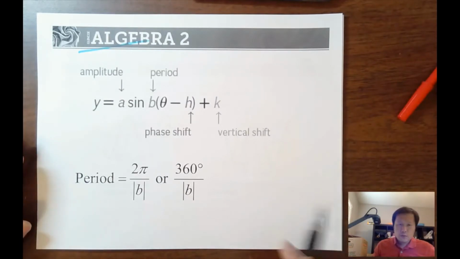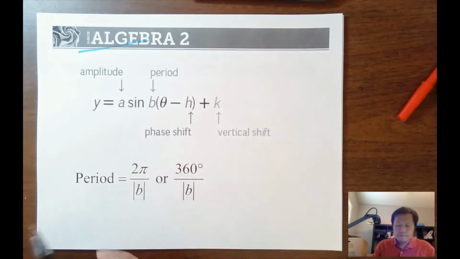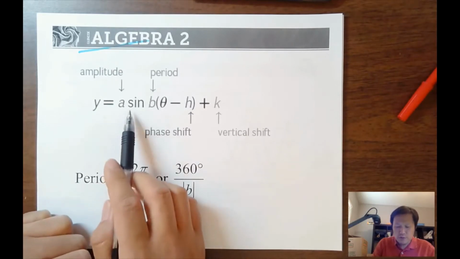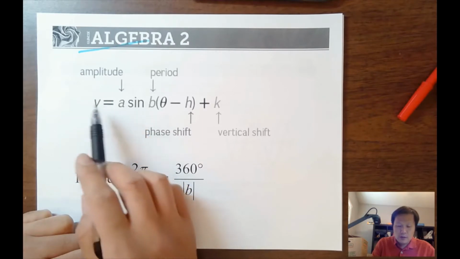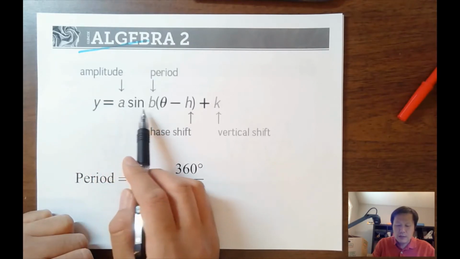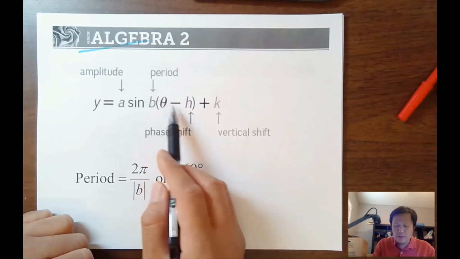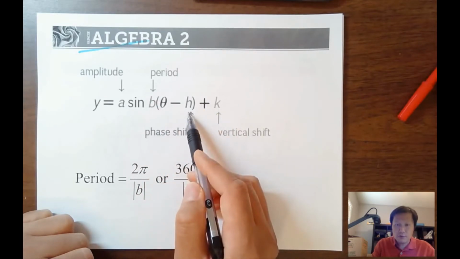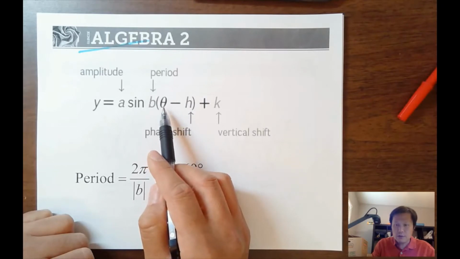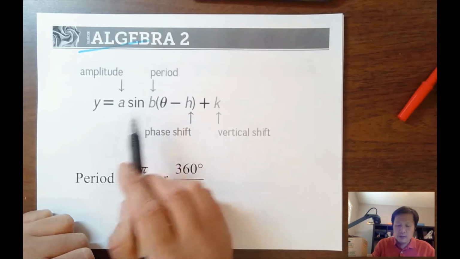So this is the formula for a sine function or cosine function. We do have sine here, but it can be cosine instead. y = a sin(b(theta - h)) + k. Parentheses are very important. Theta here can be other variables such as x instead of theta.